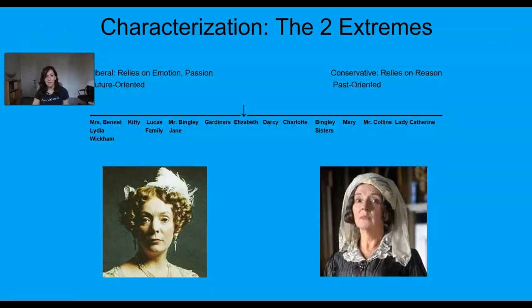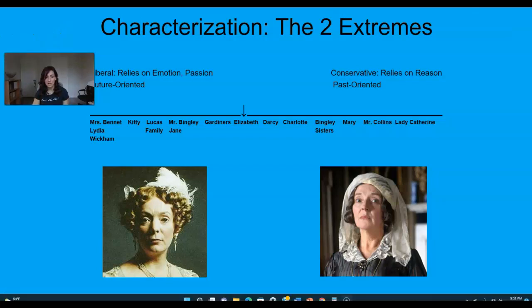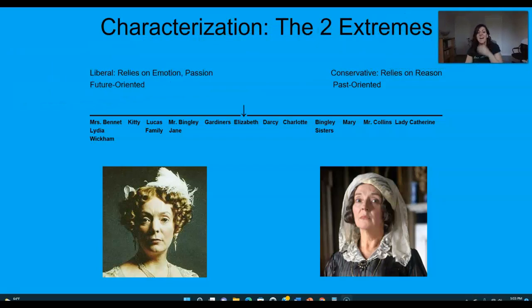Next, I also made one more chart that I think might be helpful. Where should I put myself? I'll put myself here. I made this chart on purpose. When I was doing my master's thesis, the title was politics and Jane Austen, and I was looking specifically at the politics of Jane Austen.